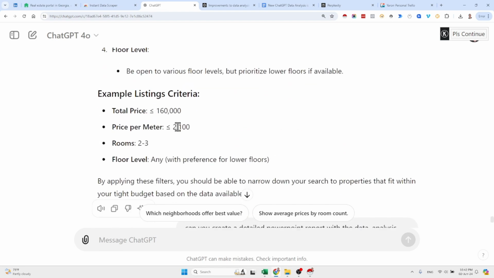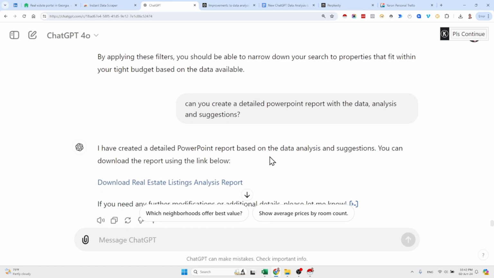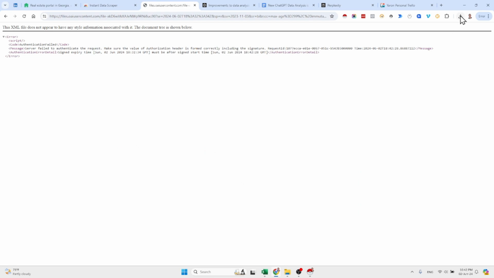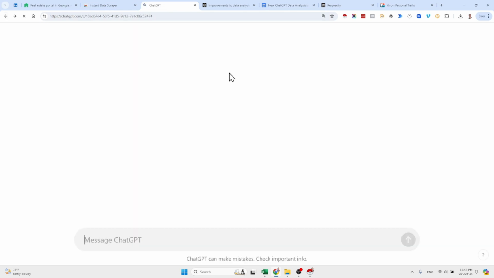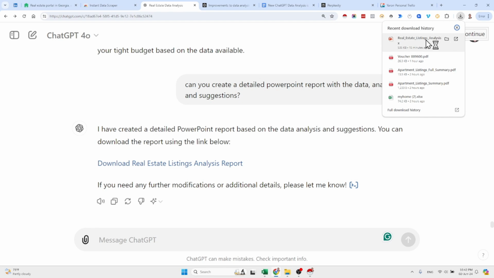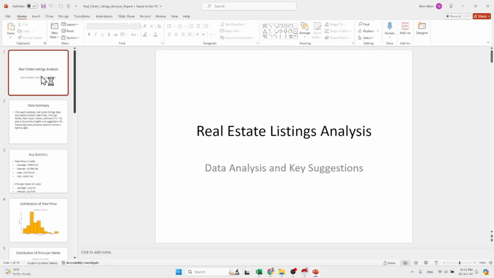Total price. Okay. Can you create a detailed PowerPoint report? Now, I wanted it to create a detailed PowerPoint report with data analysis and suggestions. So check this out. It created this analysis. In this case, there was an error because I already downloaded it, and it's been a while since the file was generated. So you can see the analysis here because I downloaded it a few minutes ago. And this is the analysis. So we have here the real estate listing analysis, data analysis, and key suggestions.